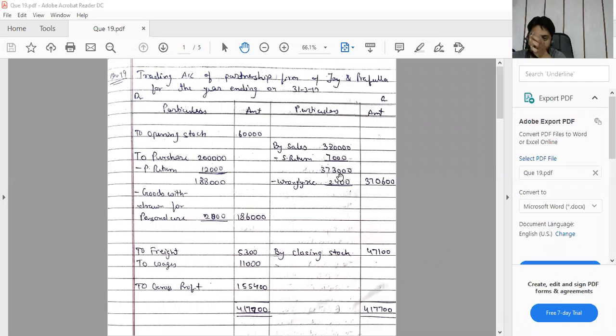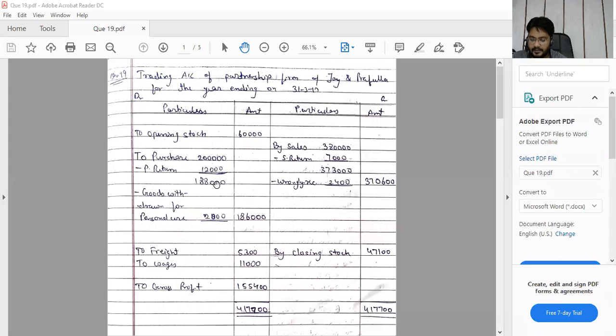Similarly, on credit side, we have purchase return. Deduct from the purchase, less purchase return, rupees 12,000. So deducting, total in the inner column 1,88,000.